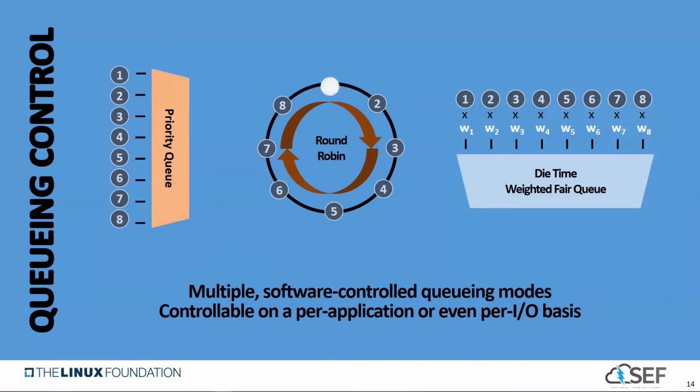So continuing that benefit, software-enabled flash offers a choice of multiple software-controlled queuing modes. So here are 3 examples. They're created on a per application or even per I/O basis as needed. And they vary from a simple priority or even round-robin queuing that you may be familiar with. And also, software-enabled flash introduces a very advanced die-time weighted fair queuing, which can take into account the time each type of I/O operation takes on the flash device. These modes are controllable on a per application or, again, even per I/O operation basis.